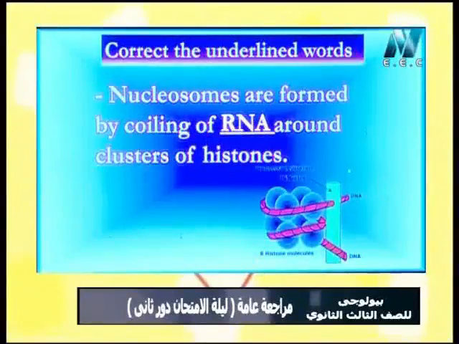برضو correct the underlined words. بيقول لي nucleosomes are formed by the coiling of RNA around the clusters of histone. خلي بالك ده الرسمة هنا مش هتبقى في السؤال، لكن ده بيشرح لك بس ان في DNA wound around 8 clusters of histone to form nucleosomes that decrease the length of DNA about 10 times. يبقى النيوكليوسوم ده مش RNA، ده يبقى ايه؟ يبقى DNA which is the right answer.